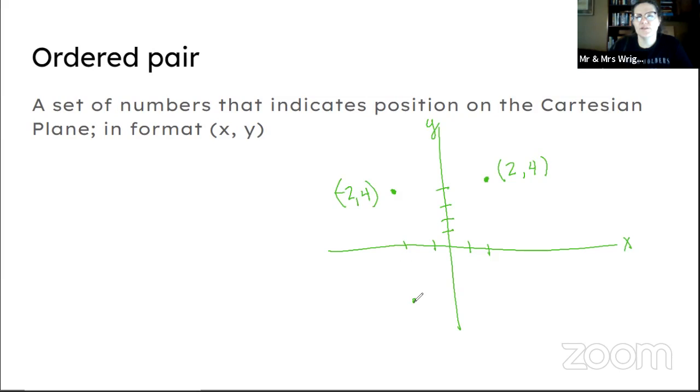Well, what happens when it's down here? Well, that's going to be negative 2 and negative 4. Okay, so the up on the Y, on the vertical, is positive, and the down is negative. And then that same point over here is going to be a positive 2, negative 4. If you see the pattern, we have positive, positive, negative, positive, negative, negative, and then positive, negative. And it's going to be the same for every point in that quadrant.